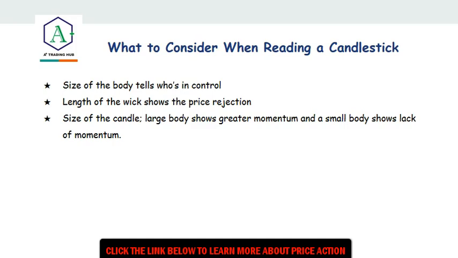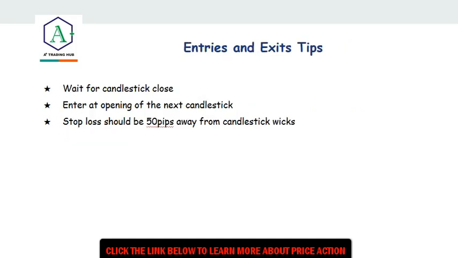Let's say, for example, price reaches a support zone and we have a big buy candle, a big bullish candle, and we have a longer wick into the support. That is a clear confirmation that buyers are in control and you need to buy from there. So you look at the size of the candle. A large body shows greater momentum and a small body candle shows lack of momentum. So you consider the wick and the size of the body when trading.